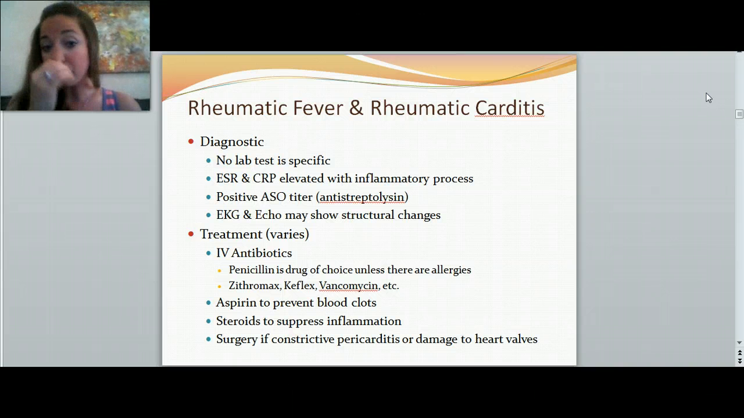Okay, the EKG and the echo will show some structural changes. And it'll also show us any kind of bad rhythms or anything that are happening as a result of this. To treat it, it varies really based on where the patient is at with this infection. IV antibiotics are pretty standard. Like penicillin is one of our drugs of choice unless they have allergies to it. But if they have allergies, then we can use stronger antibiotics like Zithromax, Keflex, vancomycin.